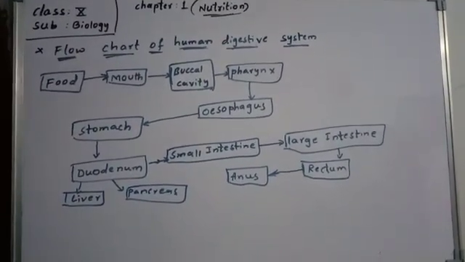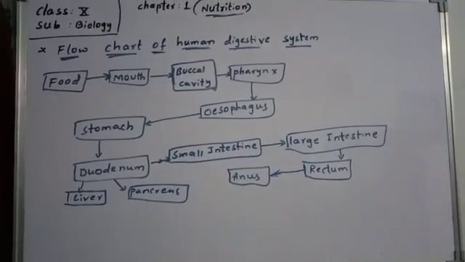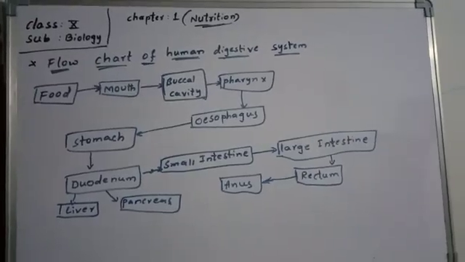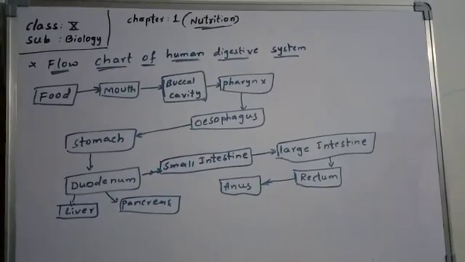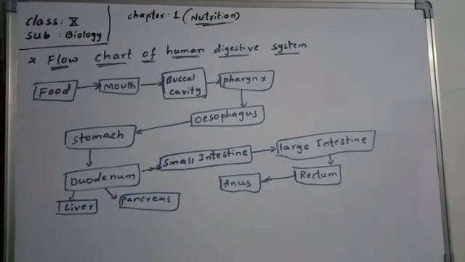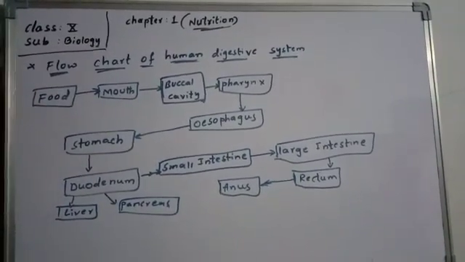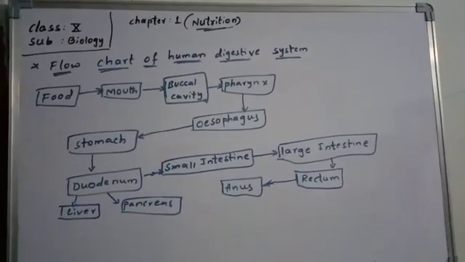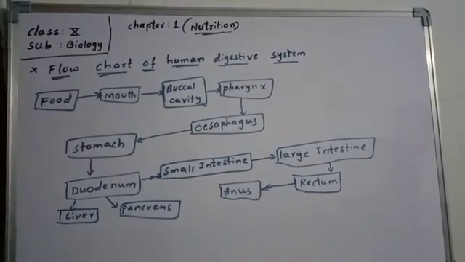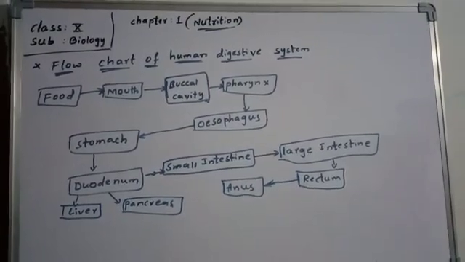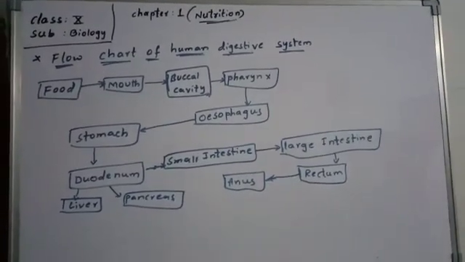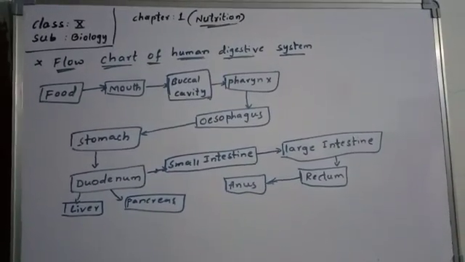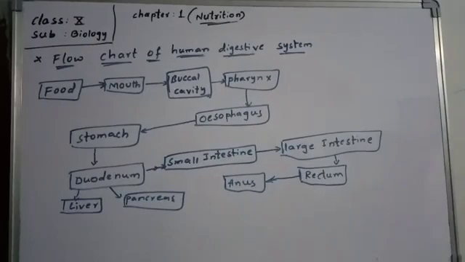So coming to the process by which food is broken down into smaller molecules for the body to absorb: digestion. What is the process when we take in food? The process by which food is broken down into smaller molecules for the body to absorb is digestion. Ingestion means the act of eating or feeding food.